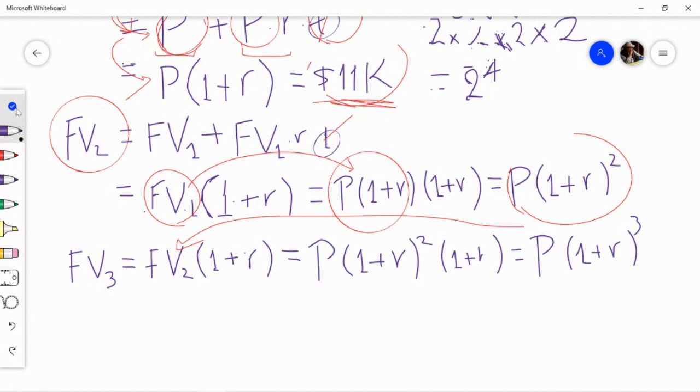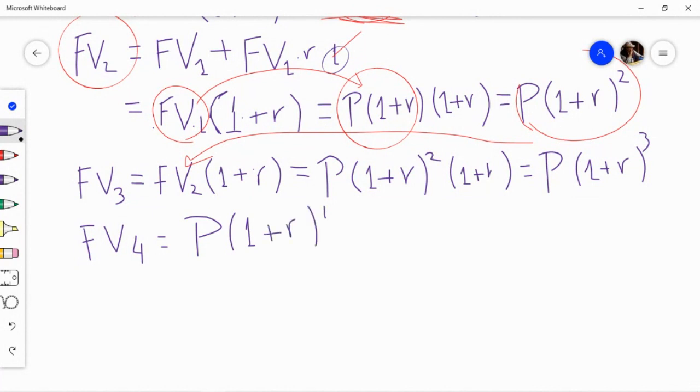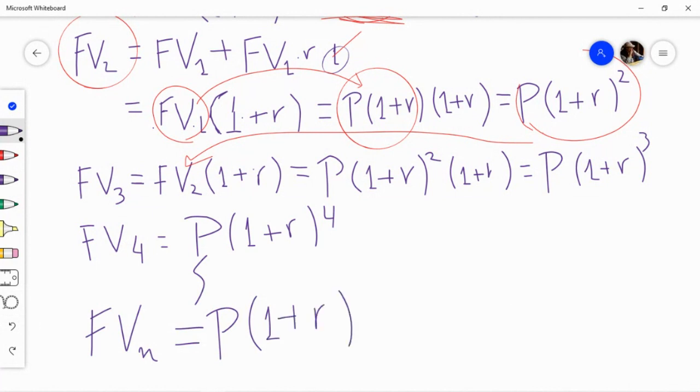So now we don't need to do more experiments. We can tell that FV4 will be P times (1 plus R) to the 4th power, and we can generalize this, right? We can generalize this as FVN, future value at n periods. At the end of n periods, it's going to be P times (1 plus R) raised to n. Hence this formula.